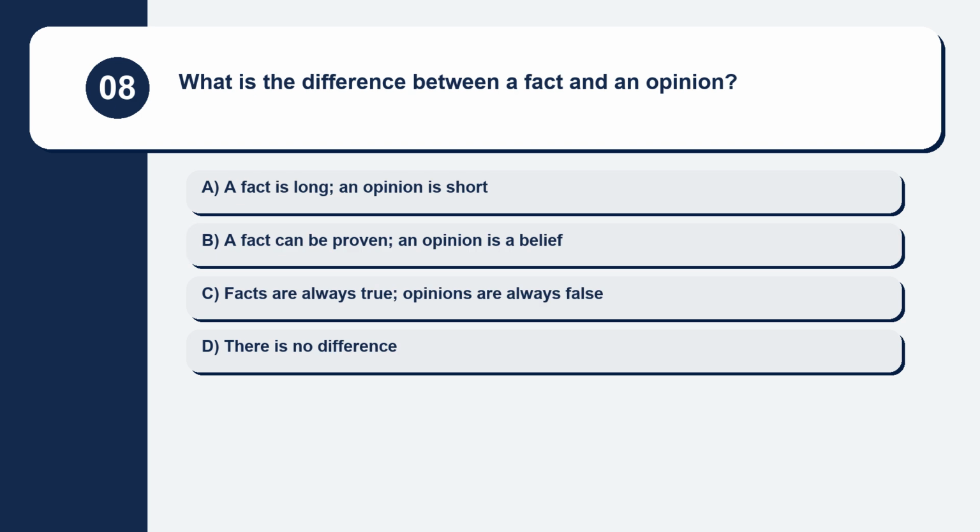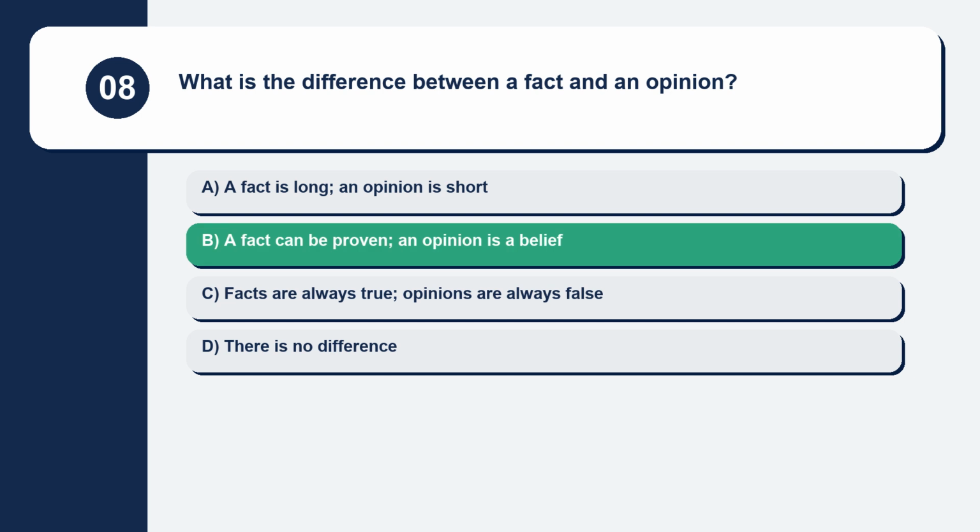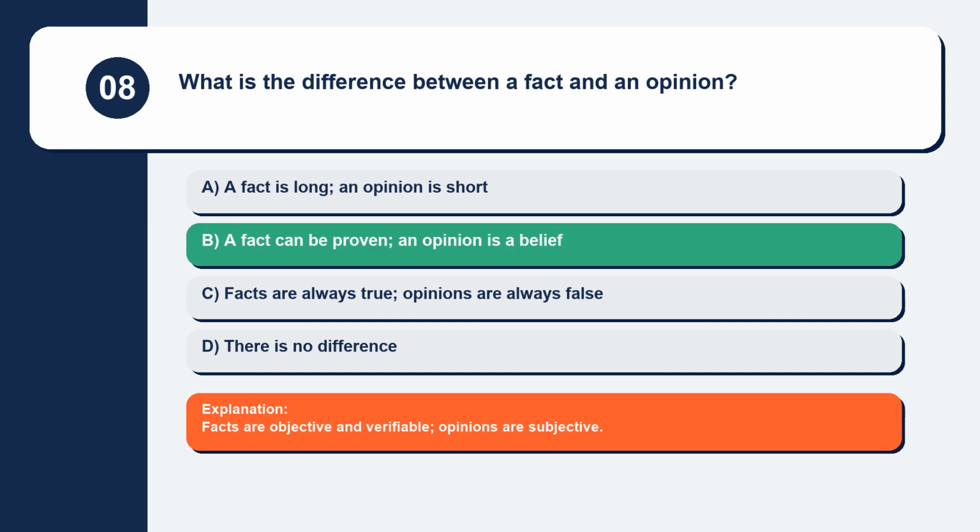Question 8. What is the difference between a fact and an opinion? A fact is long, an opinion is short. A fact can be proven, an opinion is a belief. Facts are always true, opinions are always false. There is no difference. Facts are objective and verifiable, opinions are subjective.